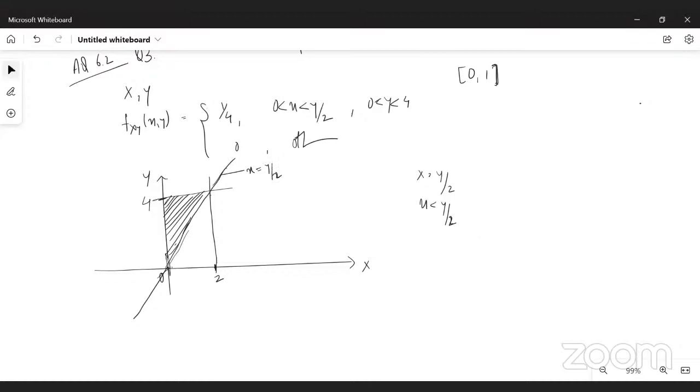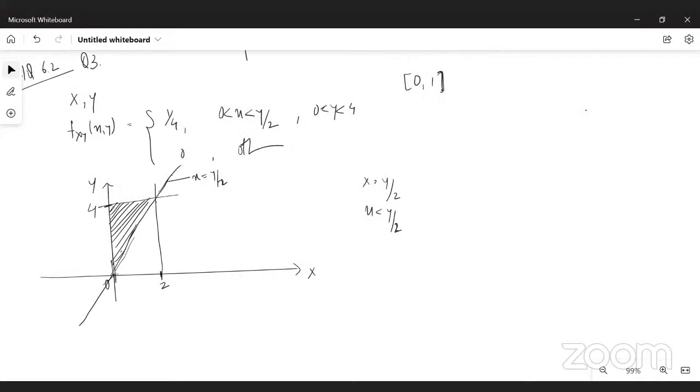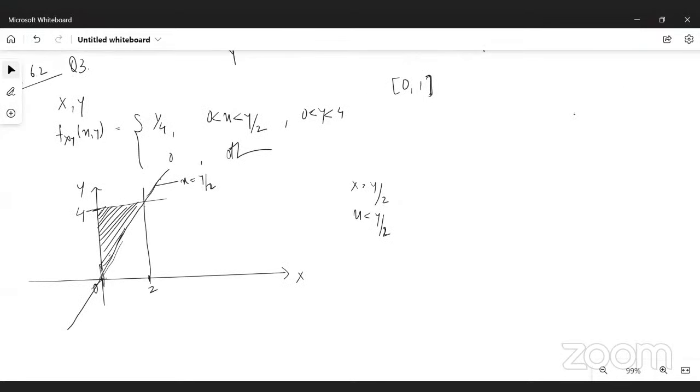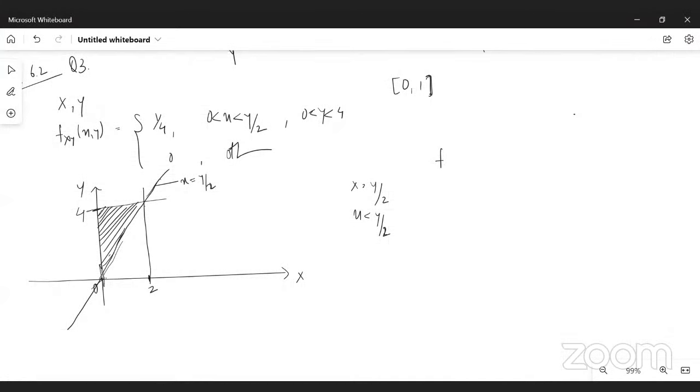Now you have to find the marginal density of y. If we have to find the marginal of y, we'll have to integrate with respect to x, correct? So the marginal of y will become the integral of f(x, y) with respect to y. Now, what should be the limit for this? 0 to 4. Start from 0. y starts from 0.